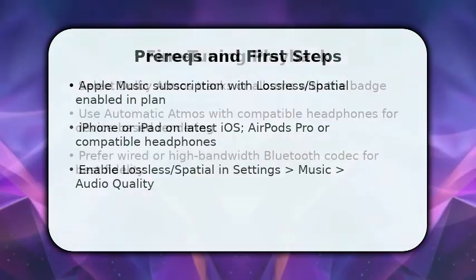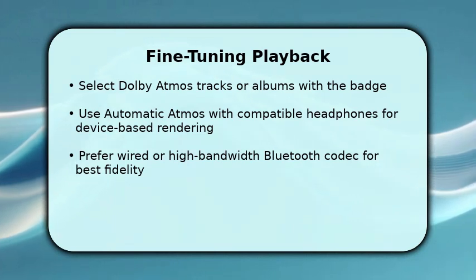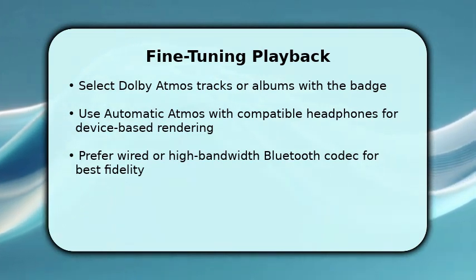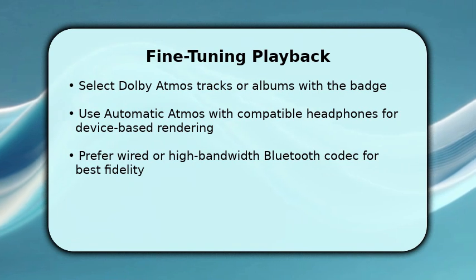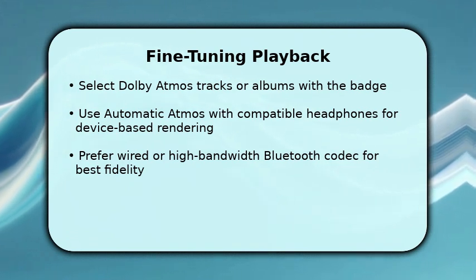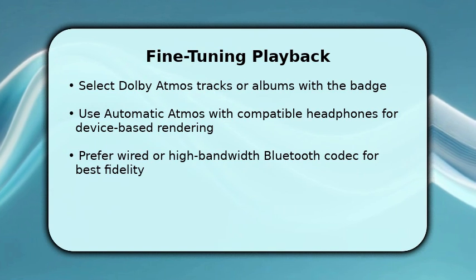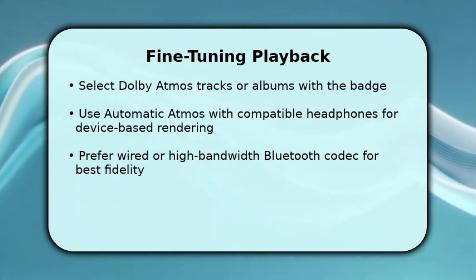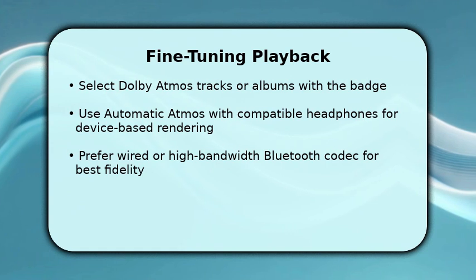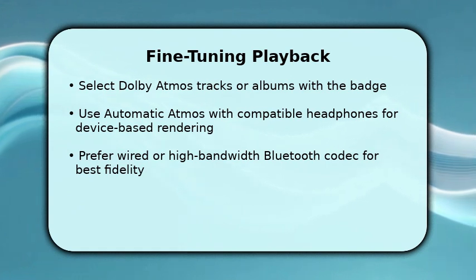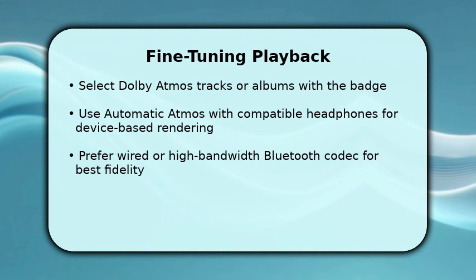Now focus on execution. Pick a Dolby Atmos track and start playback. If you set Dolby Atmos to automatic, Apple Music detects compatible headphones and applies spatial rendering. If set to always on, all content is upmixed, which can change the original mix. For best results, use wired Lightning or USB-C headphones or AirPods Pro for head tracking.